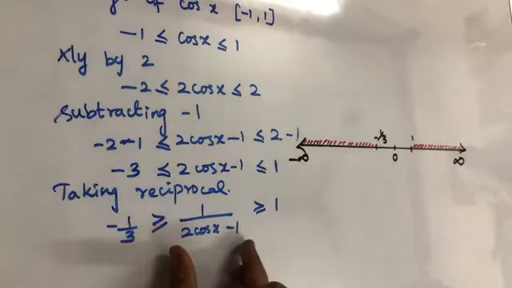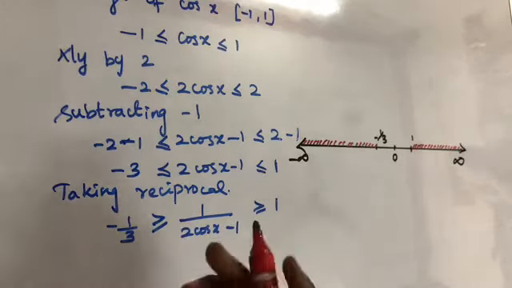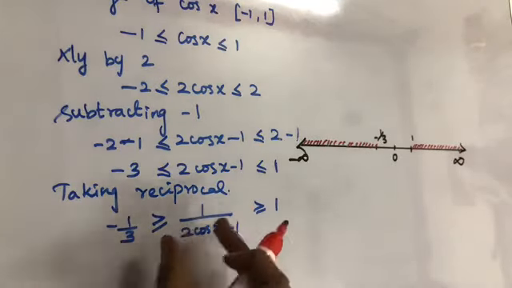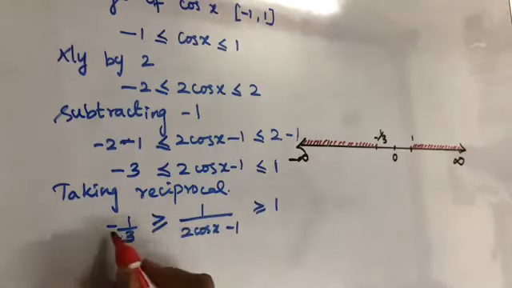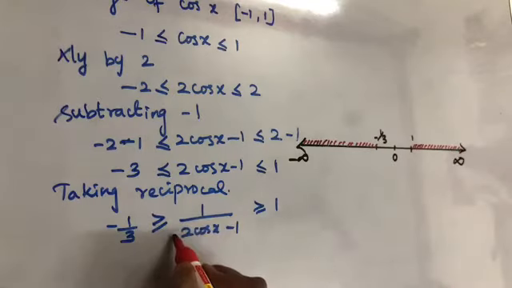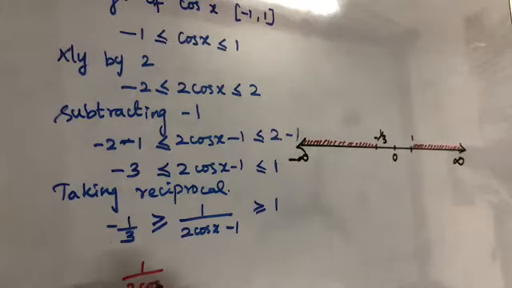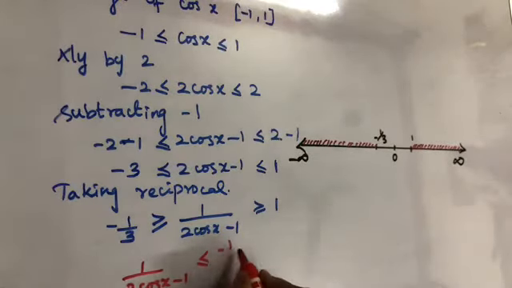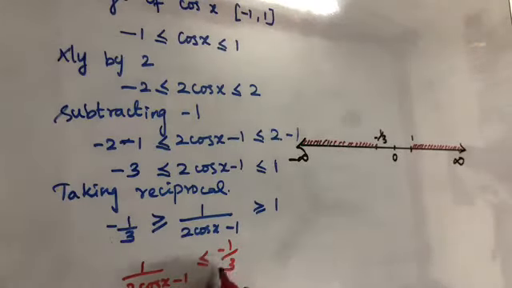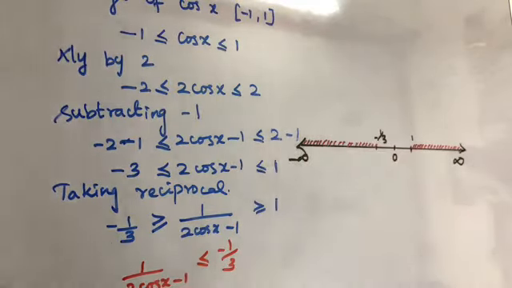So here the function ranges from minus 1 by 3. The numbers below it are less than minus 1 by 3. That means 1 by 2 cos x minus 1 is less than or equal to minus 1 by 3. So this side I am marking less than minus 1 by 3. So these are the numbers.